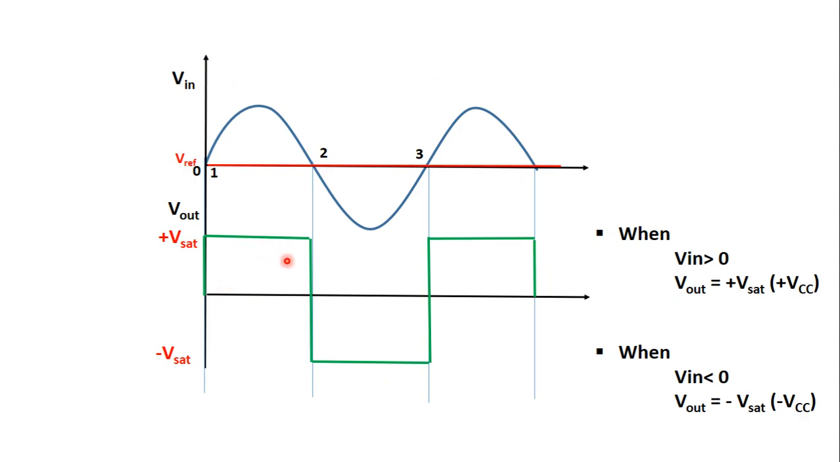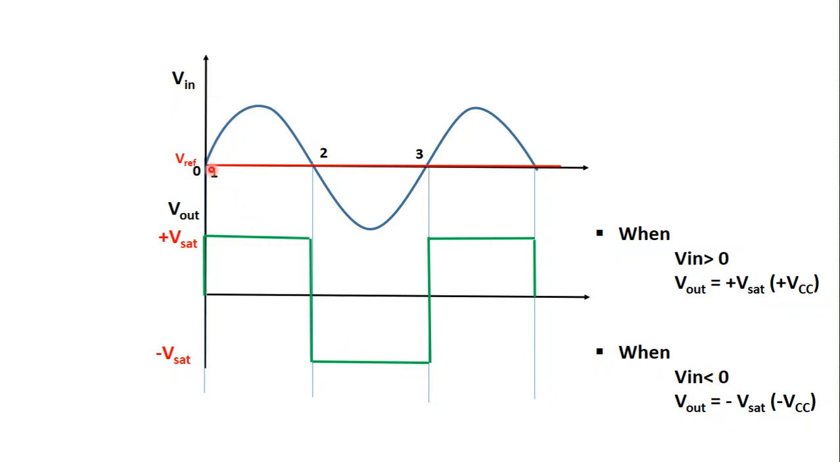Now, we draw the output waveform. This is the signal waveform and this is the reference voltage which is equal to 0. So, we find out the intersection points for reference voltage and signal voltage and we project those intersection points on the output voltage x-axis and we draw the output waveform based on these conditions.